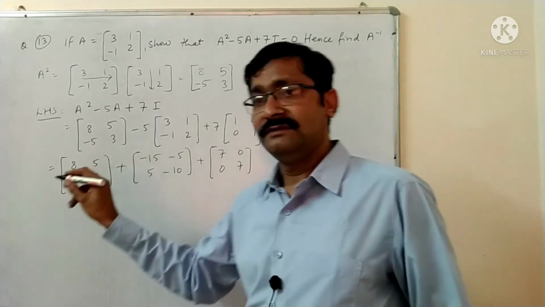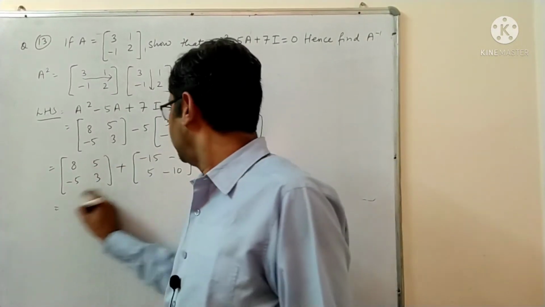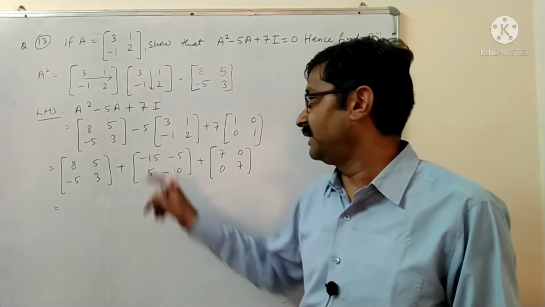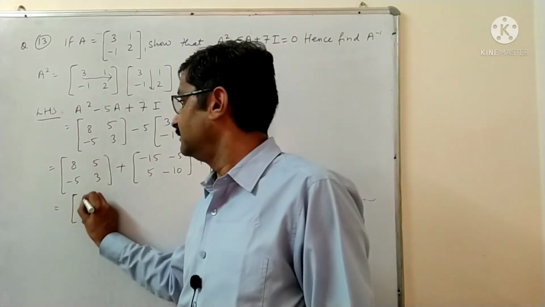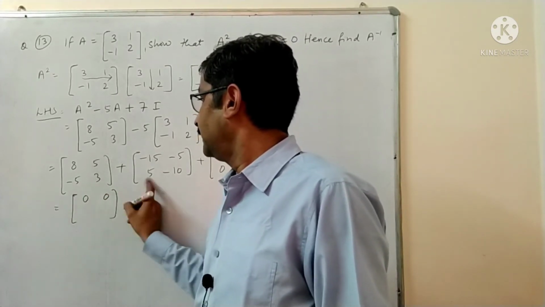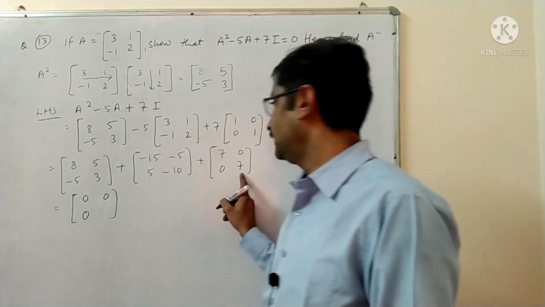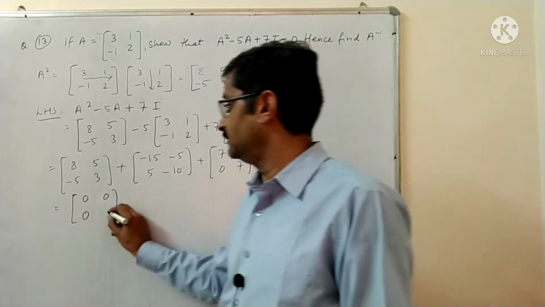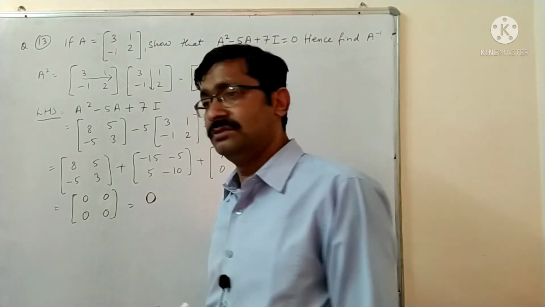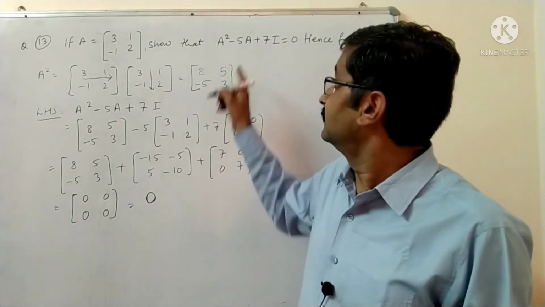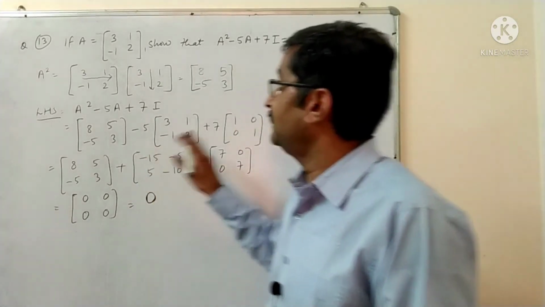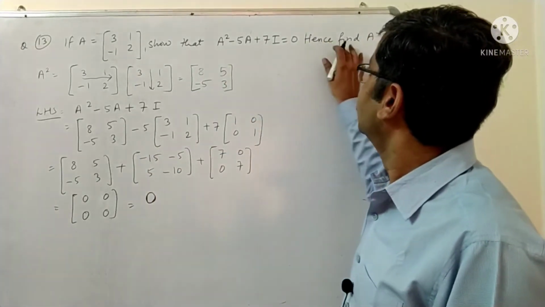Now you add the elements. So 7 and 8 is 15. 15 minus 15 is 0. 5 minus 5 is 0. And 5 minus 5 is 0. 3 and 7 is 10. 10 minus 10 is 0. So this is a zero matrix. Zero matrix we represent by O. Okay. This is a zero matrix we get. Now it is verified. Now with the help of this we have to find the A inverse.